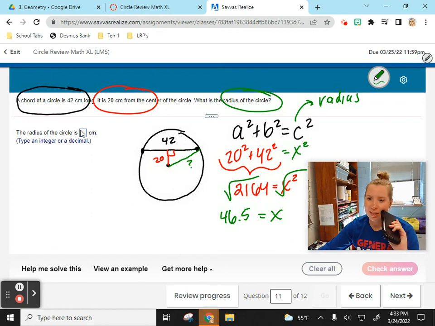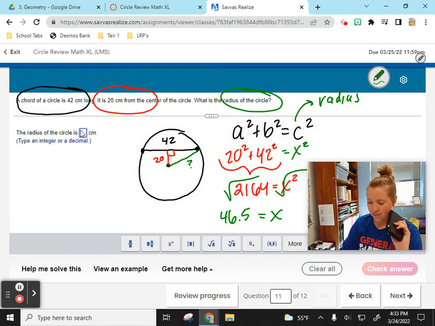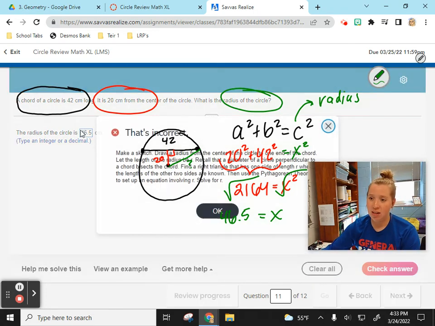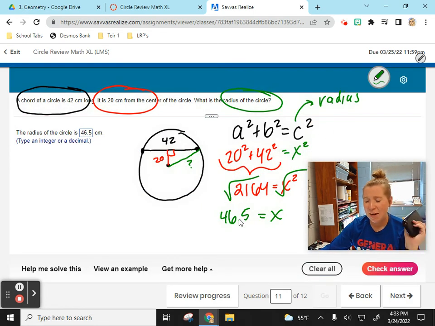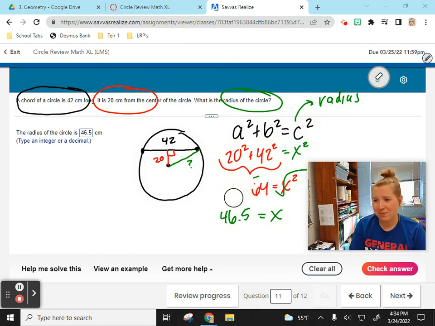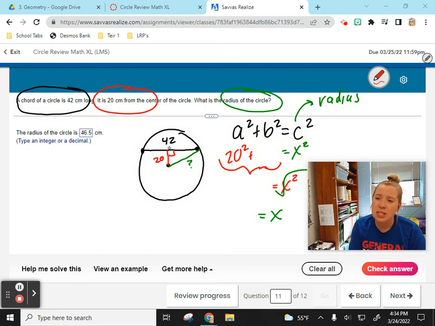I just realized I did the problem wrong. But I'll show you wrong. 46.5 is not the correct answer. And I made a really easy mistake. Really easy mistake to make. Maybe you caught it in the video when you were watching me. This number right here should not be 42, because 42 represents this entire length right here. But my triangle is just from here to here.